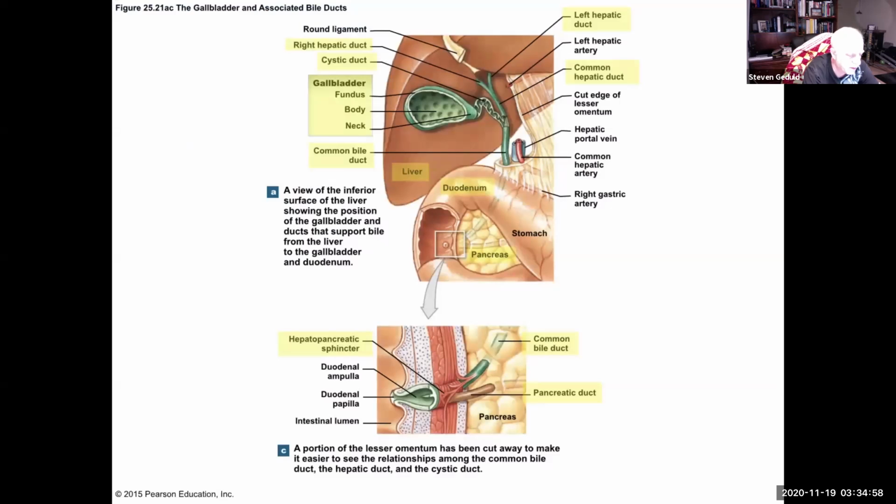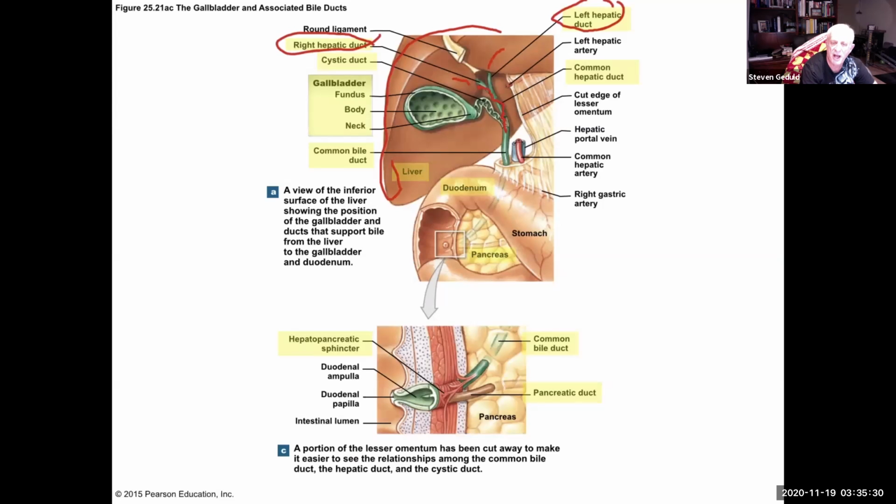Here's a great picture, and we'll get into this in a little bit. This large organ is the liver. The liver produces bile. It has hepatic ducts, a right hepatic duct and a left hepatic duct. That's where the bile is formed and starts to travel down. These two ducts meet, and bile goes into the cystic duct and starts to travel towards the duodenum.